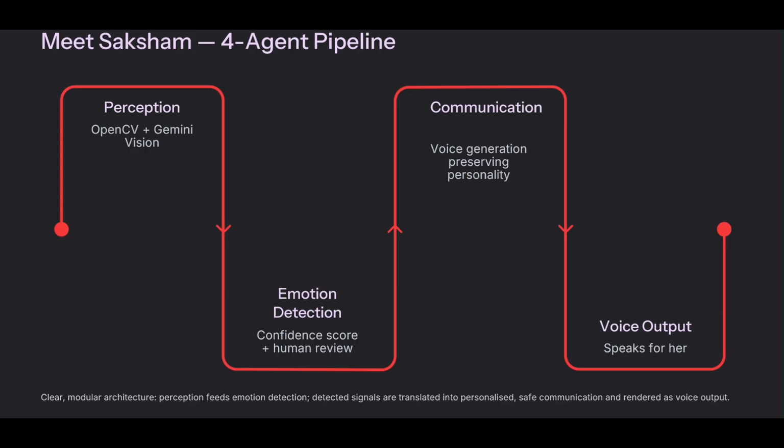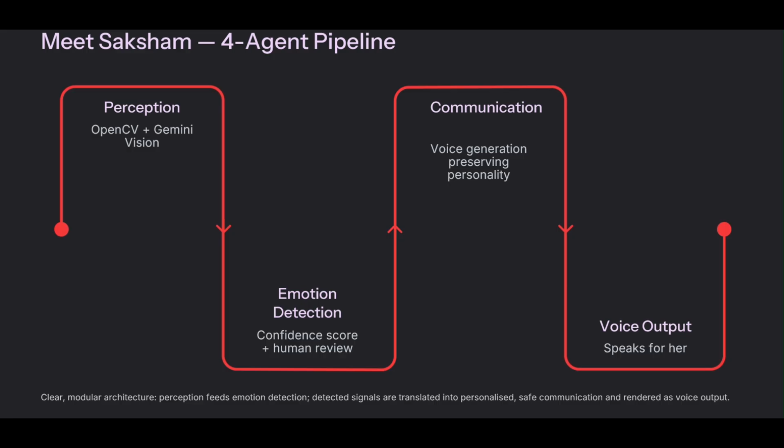Agent 1 is for perception. It makes use of OpenCV to capture the facial expression and body movements through the webcam, and it is sent to Gemini Vision. Then we have Agent 2 for emotion detection. It analyzes what it sees and returns a structured emotion with confidence score. If confidence is below 70%, it triggers human in the loop, alerting the caregiver to confirm.